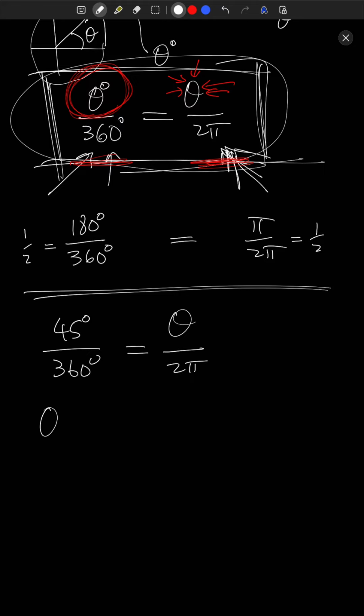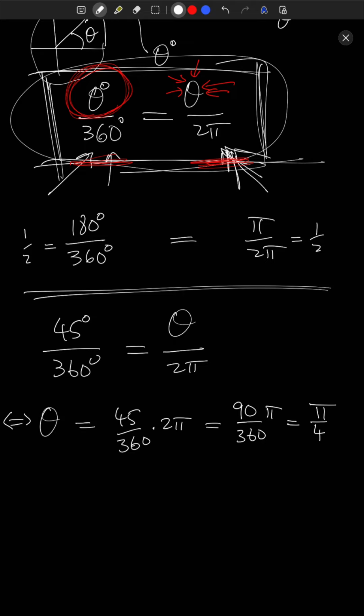So theta equals 45 over 360 times 2 pi. Maybe the easiest way to think about this is 45 times 2 is 90 over 360. And I know 90 over 360 is relatively simple. That's 1/4, so pi over 4. So this tells me that 45 degrees is equivalent to pi over 4 radians.